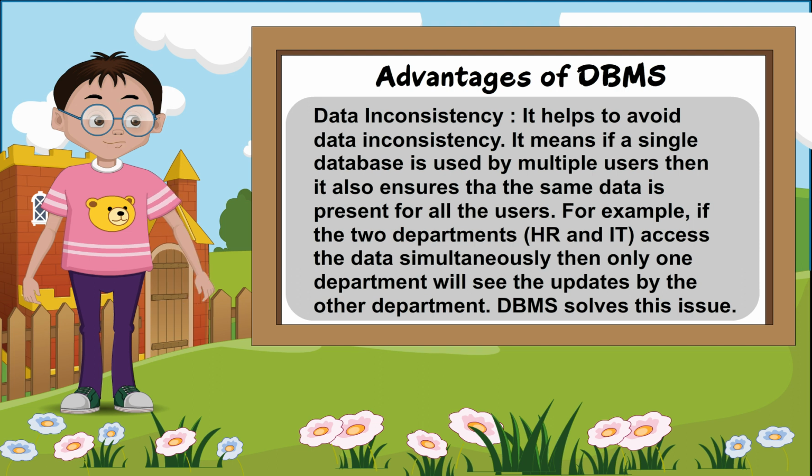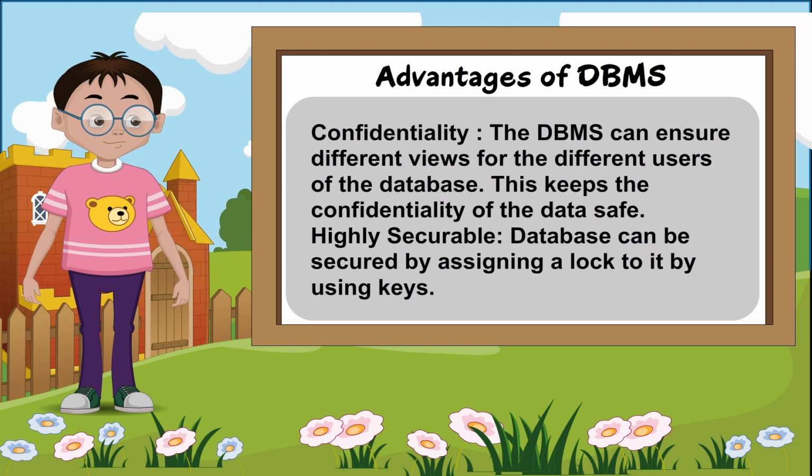Data inconsistency. It helps to avoid data inconsistency. It means if a single database is used by multiple users, then it also ensures that the same data is present for all the users. For example, if two departments, HR and IT, access the data simultaneously, then only one department will see the updates by the other department. DBMS solves this issue.